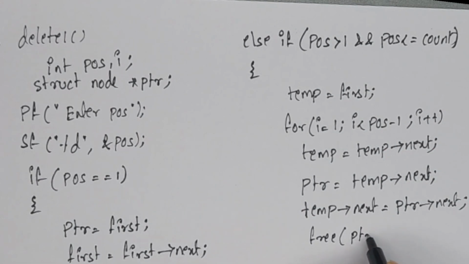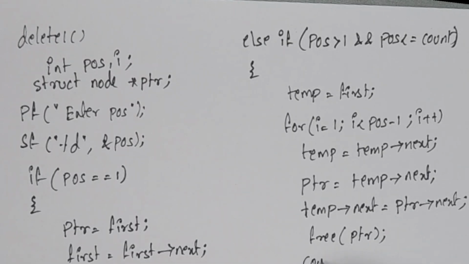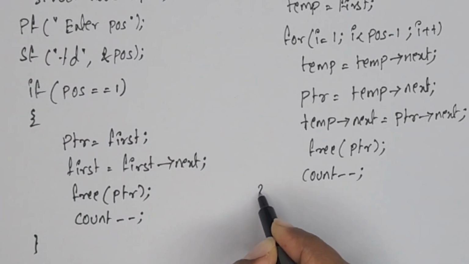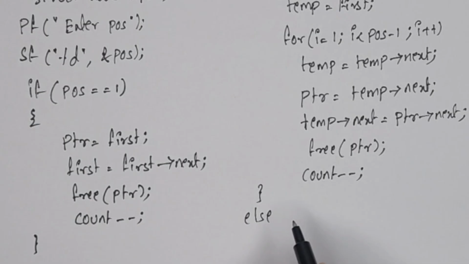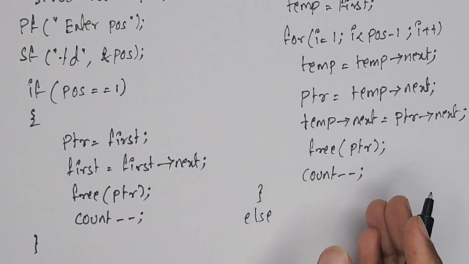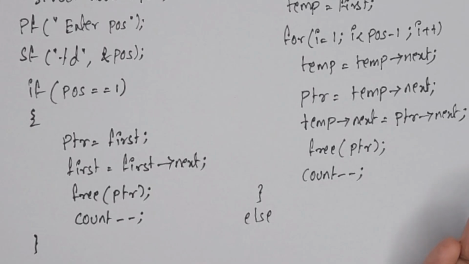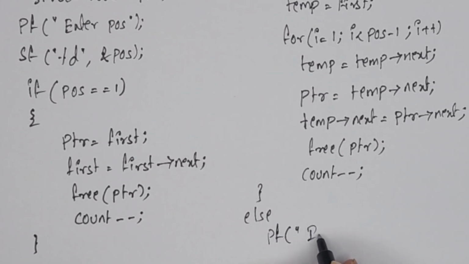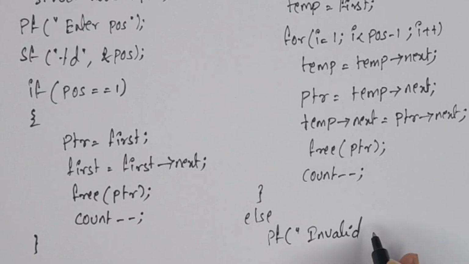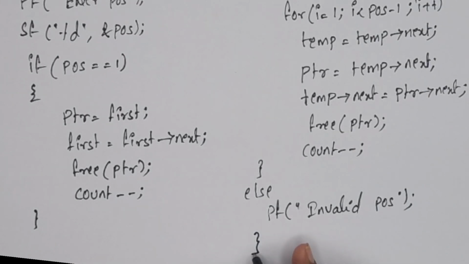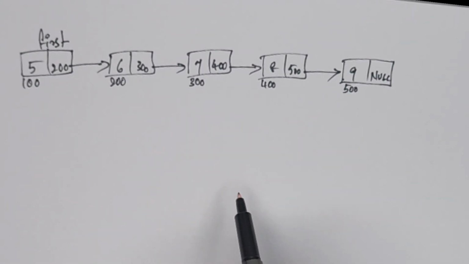Free PTR, count minus minus. Else, invalid position, you cannot remove. If 10 nodes are there, removing the 11th node is not possible. So else print one message, invalid position. And I am closing this delete function. This is the delete function. Next one is the display function.